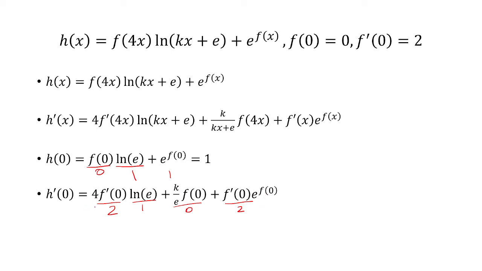So what we have is 4 times 2 times 1, and then plus 2. Well, 4 times 2 times 1 is 8, plus 2 is 10. So the derivative at x equals 0 is 10.